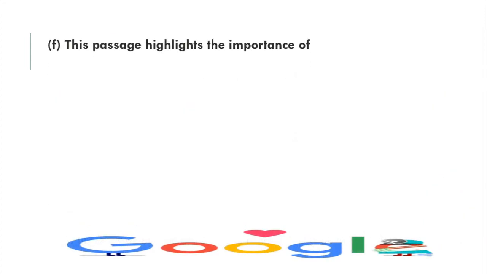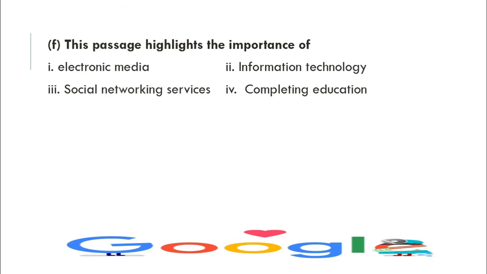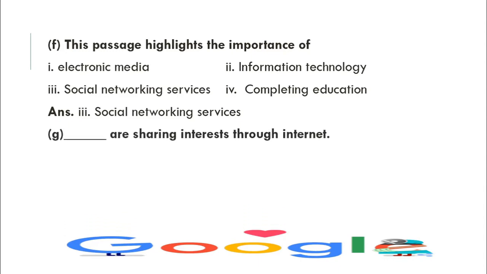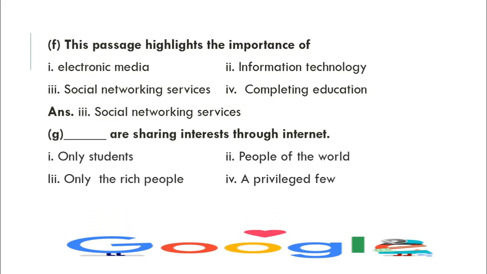Number F, this passage highlights the importance of electronic media, information technology, social networking services, completing educations. The correct answer is social networking services. Number G, dash are sharing interests through internet. Only students, people of the world, only the rich people, a privileged few. The correct answer is people of the world.